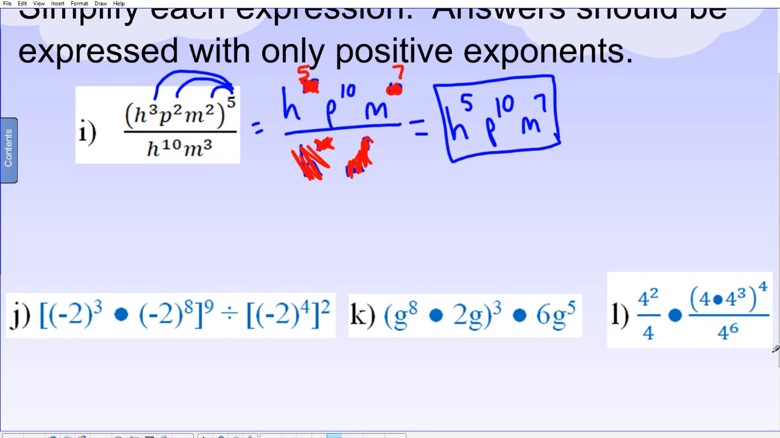Please pause the video. Try these 3 problems out as far as you can on your own. When you're ready to continue or when you get stuck, hit play. We'll go through them together.